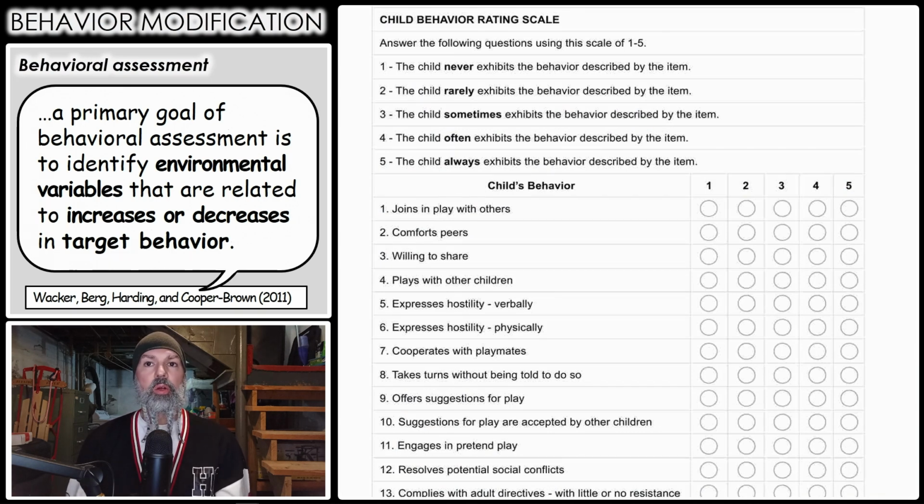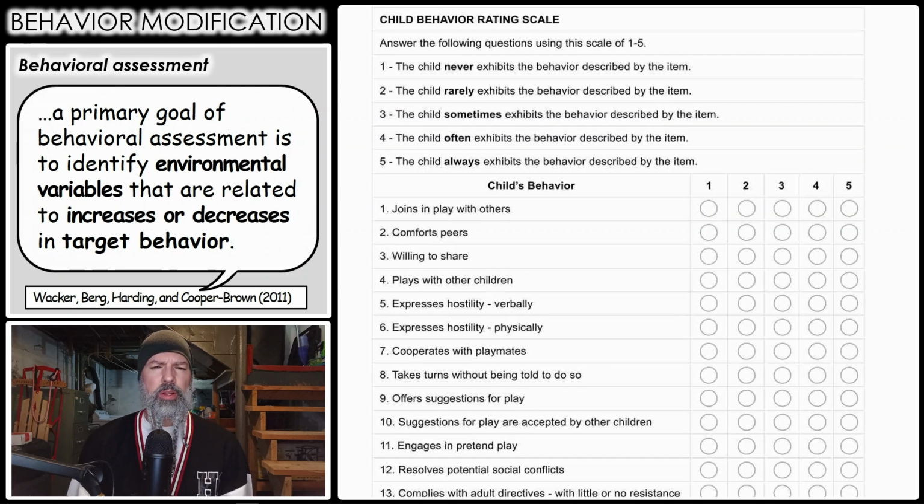They limit what questions are being asked, but especially what environmental variables are being identified and what relations are being identified. So in this case, we have here an indirect assessment for a child's behavior, and it asks you on a 1 to 5 scale to indicate whether or not they join in play with others.